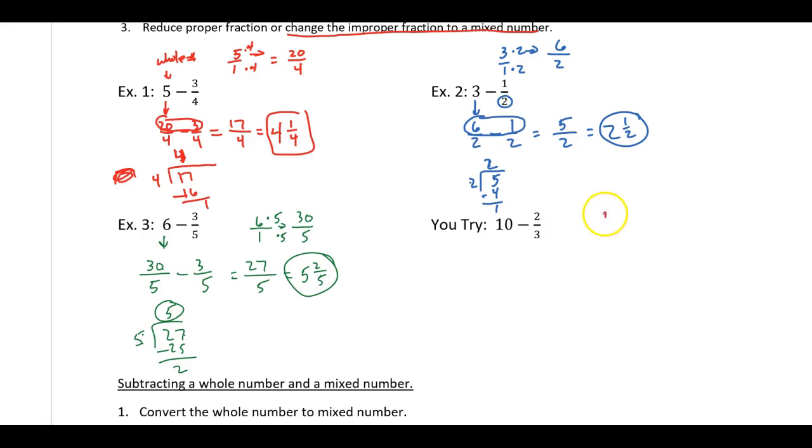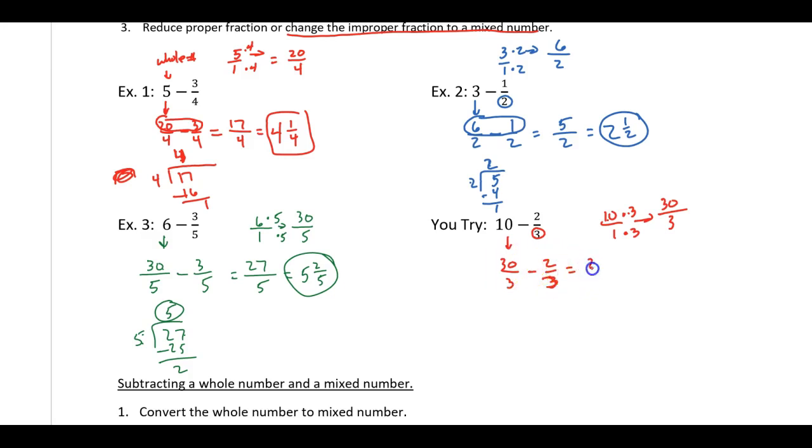So we need to change 10 into a fraction with the denominator of 3. So what do I have to multiply 1 by to get 3? 3. So I have to multiply the numerator by what? 3. 10 times 3 is 30. So 30 over 3 is equivalent to 10. And I'm going to subtract the 2/3.